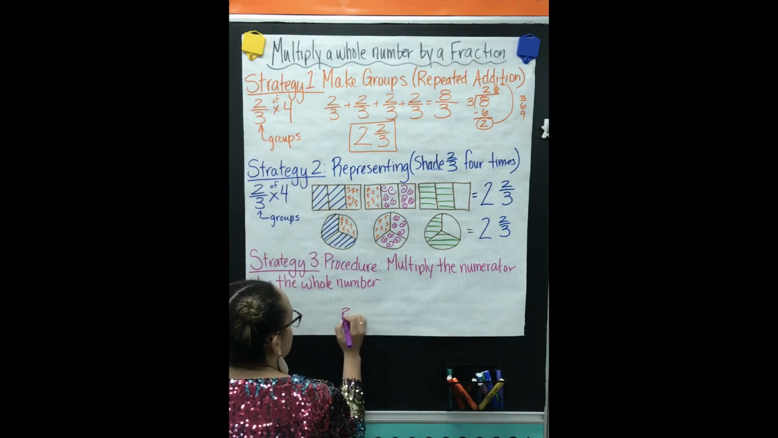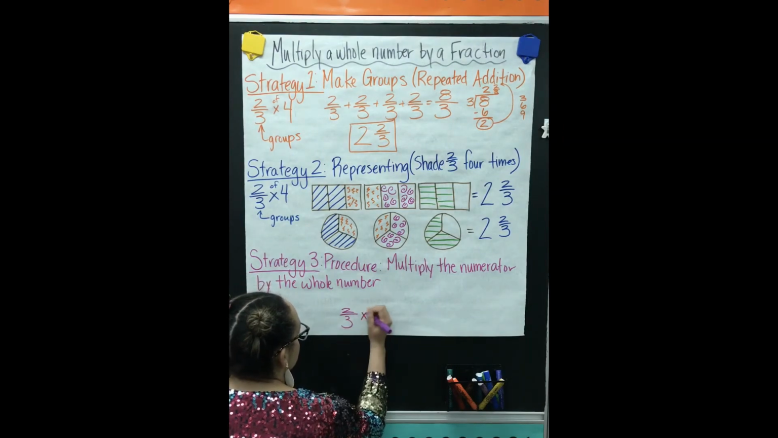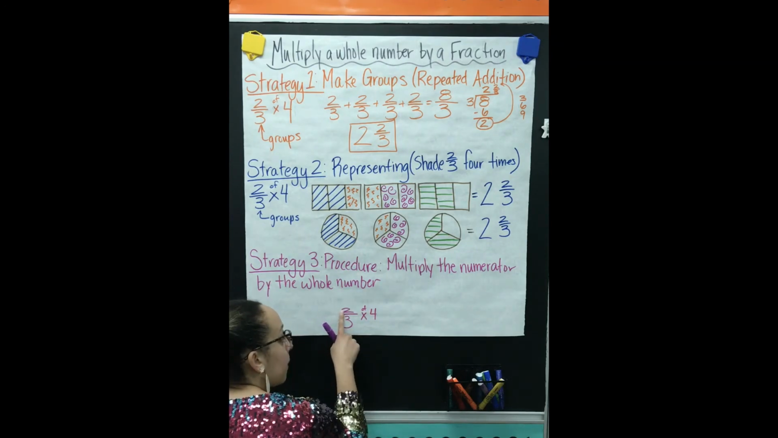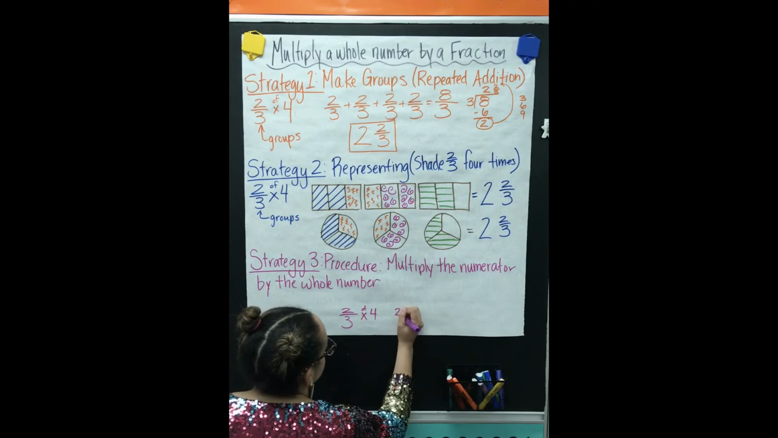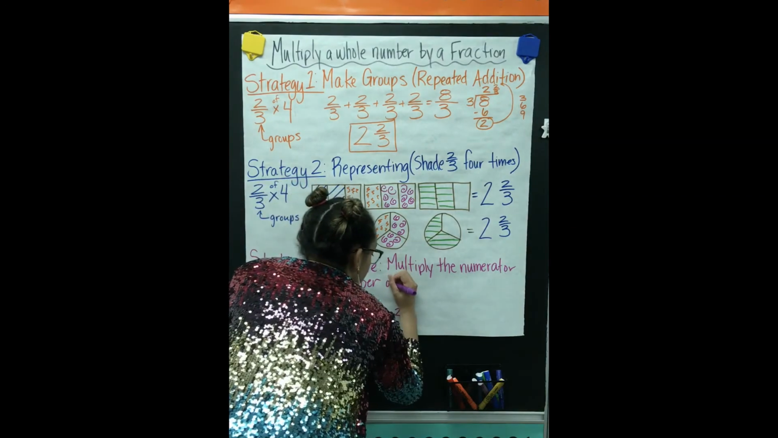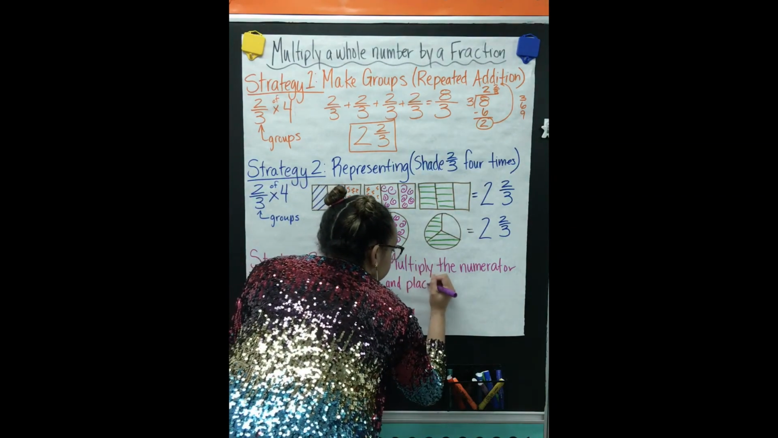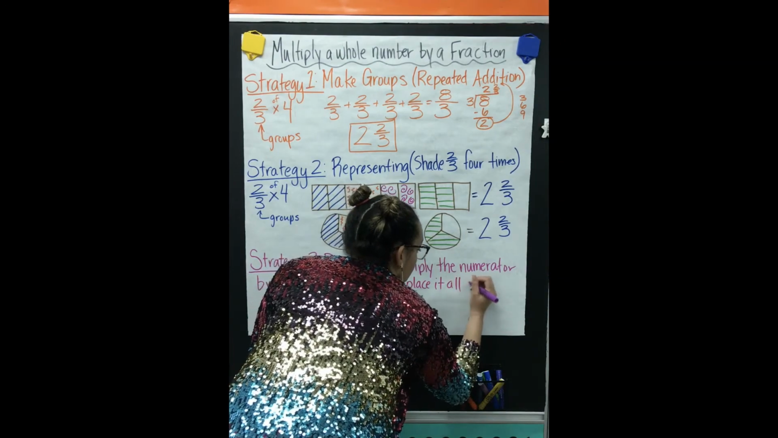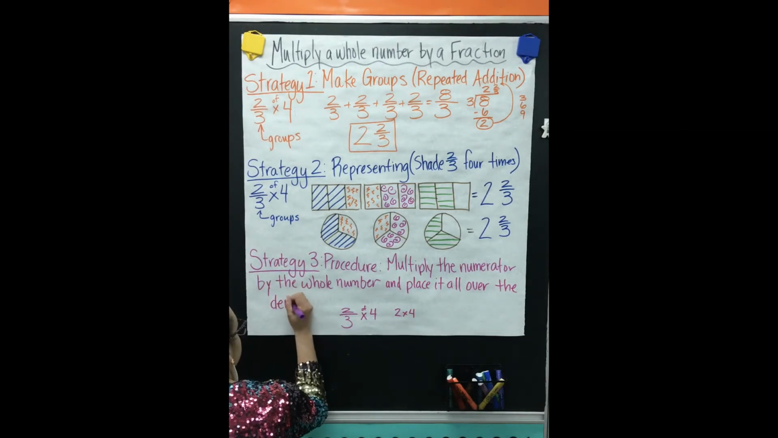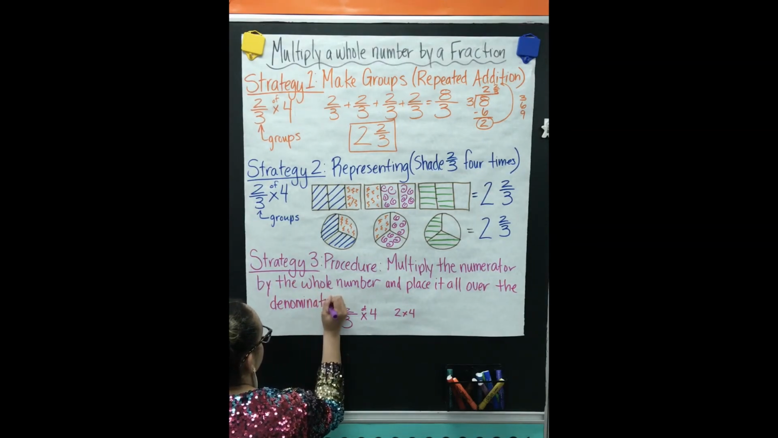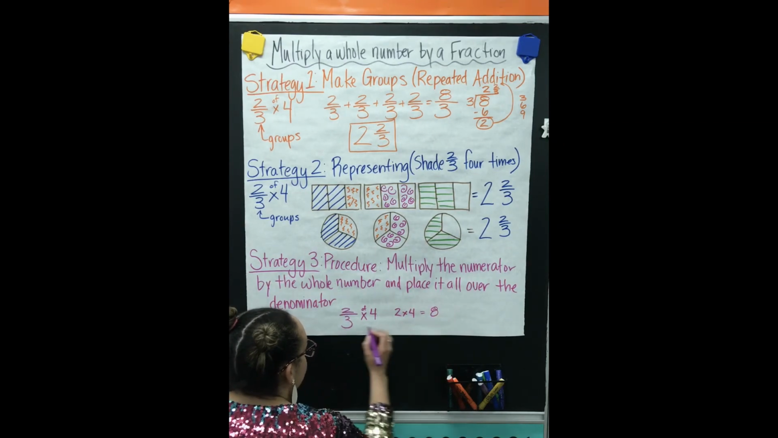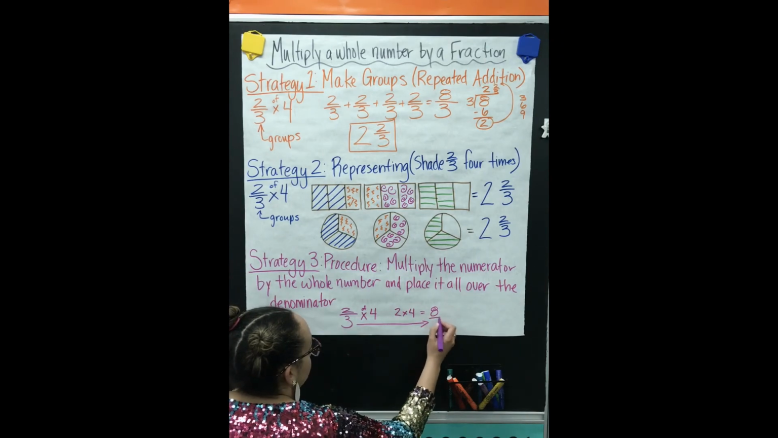So our problem is 2/3 times 4. This means 2/3 of 4. We're going to multiply the numerator by the whole number, and then we're going to place it all over the denominator. So 2 times 4 is 8, and then we're going to drag the denominator all the way over.